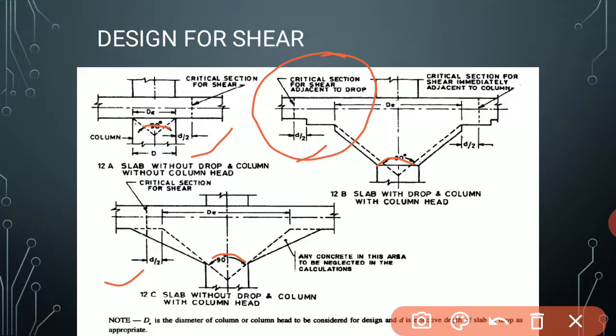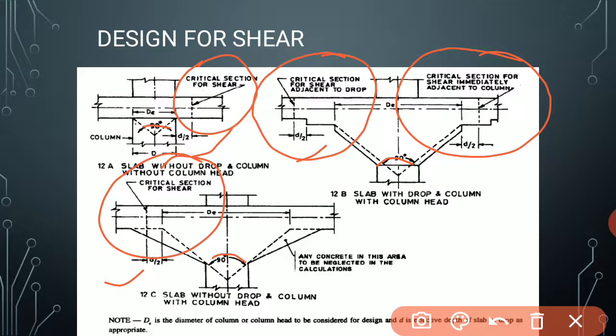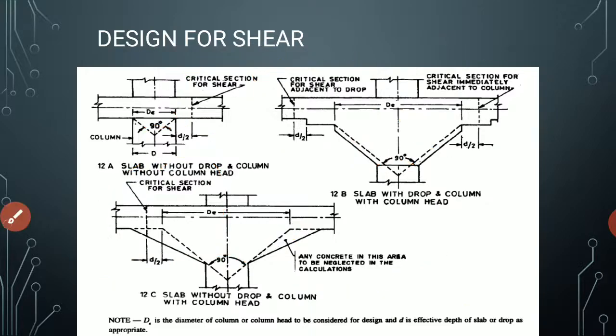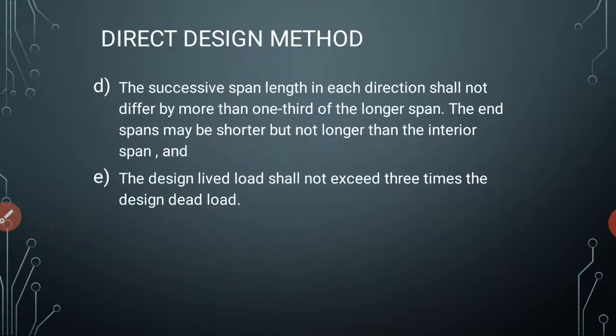And the critical section for shear immediately adjacent to the column. So this is the critical section for shear immediately adjacent to the column. Here is the critical section for shear. And what they have mentioned here is that any concrete in this area shall be neglected in the calculations. So whatever we have seen is shown in these diagrams.